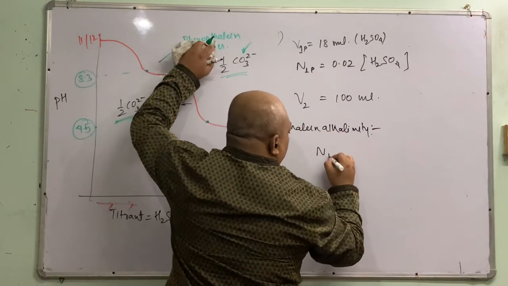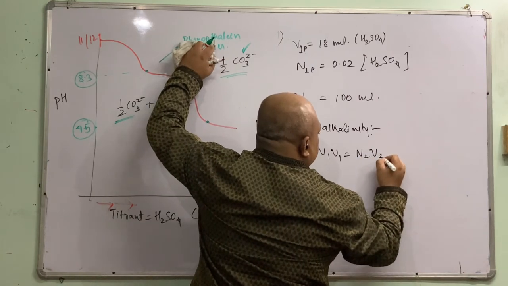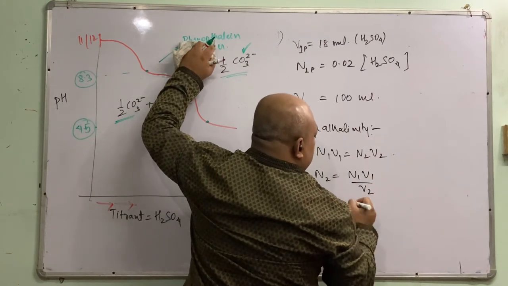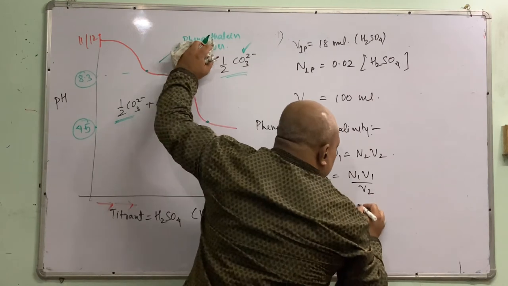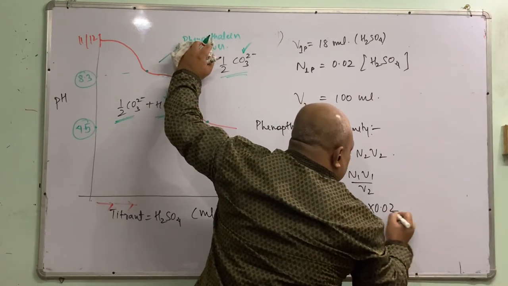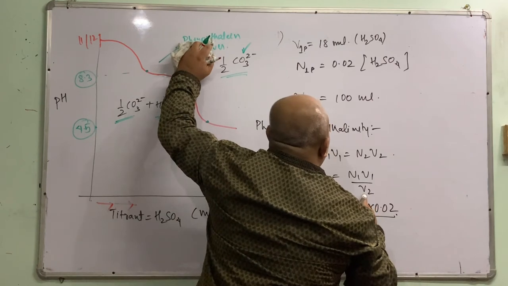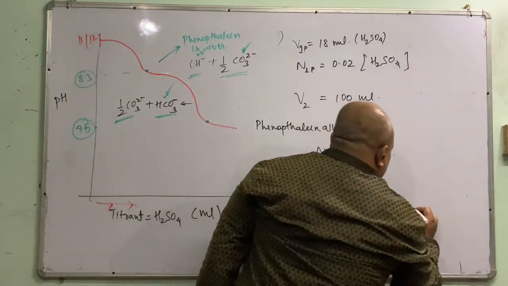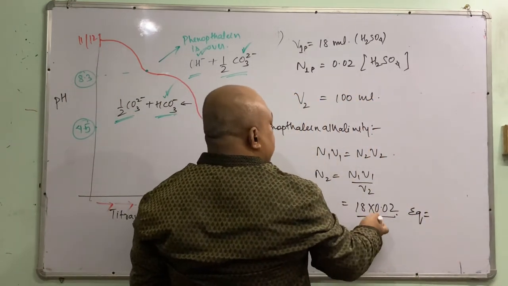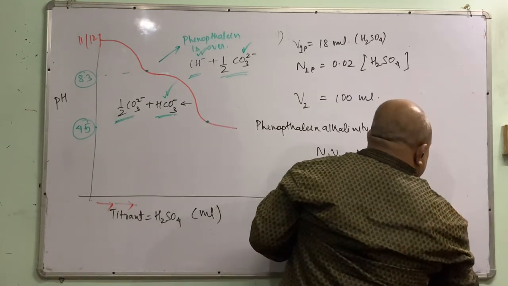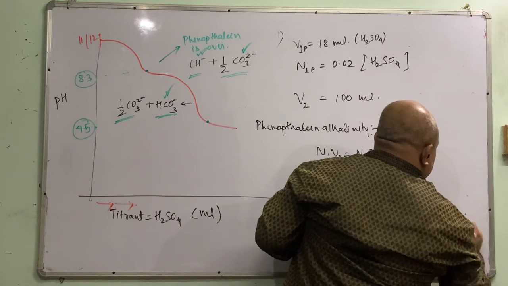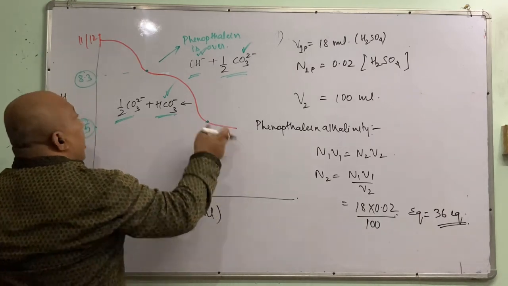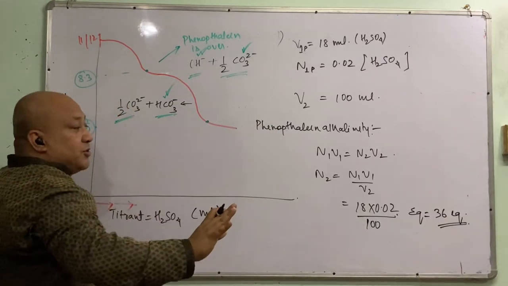I told you N1 V1 is equal to N2 V2. Therefore, N2 is equal to N1 V1 by V2. So the top is 18 into 0.02 divided by V2. What is V2? 100. Okay, this is equivalent. So 2 into 18 is 36. This is 36 equivalent. There is no unit yet, equivalent. And we are not very sure, out of the 36, how much is hydroxide and how much is carbonates. Okay, let it be.